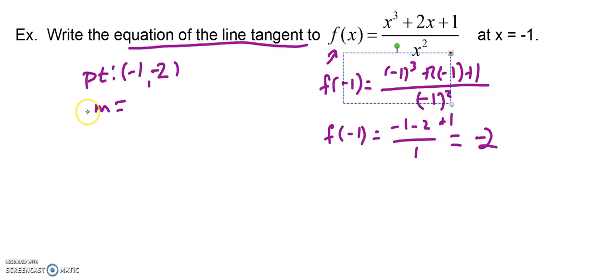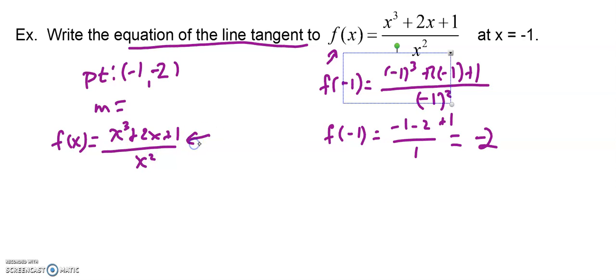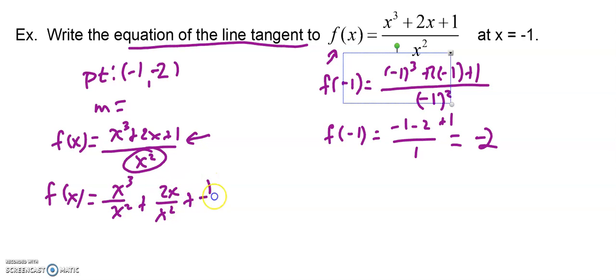Now it's time to find my slope. Well, again, going all the way back to section 20D, this equation right here is not in derivative-friendly form because of that variable on the bottom. So what I need to do is to first split it up into 3 different fractions. I can divide the first term on the top by x squared. I can divide the second term on the top by x squared. And I can divide the last term on the top by x squared.